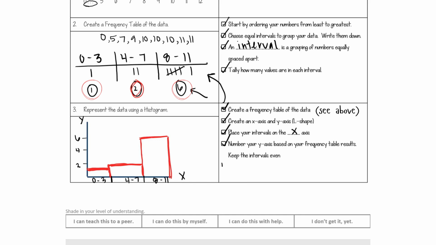I'm actually going to add, we have room, a success checklist item on here because it ends at the intervals. So let's go ahead and write: create bars for each interval.